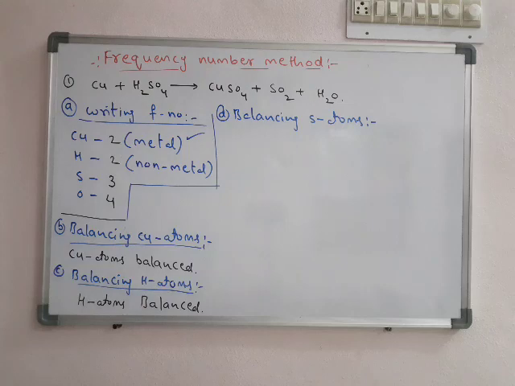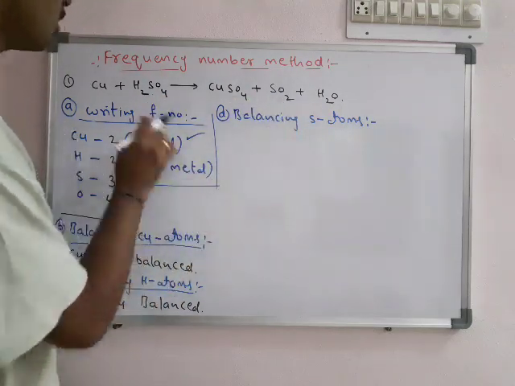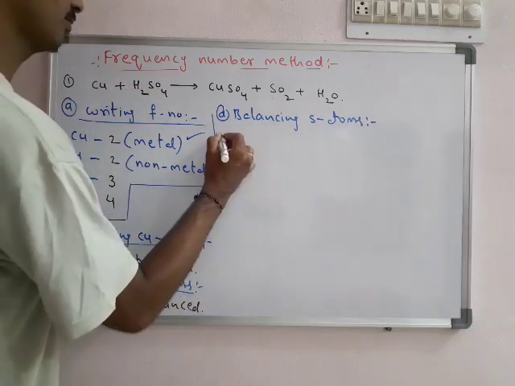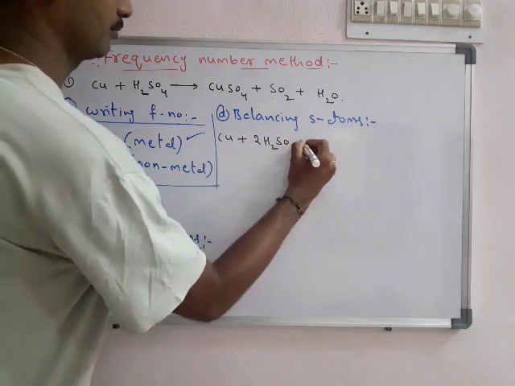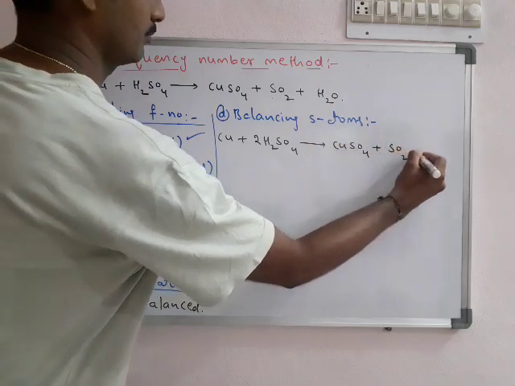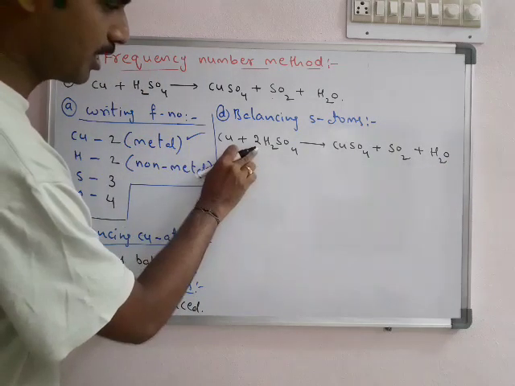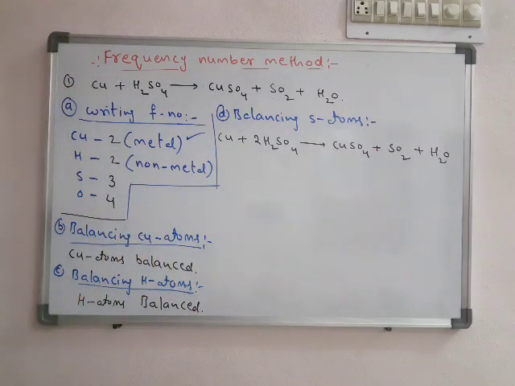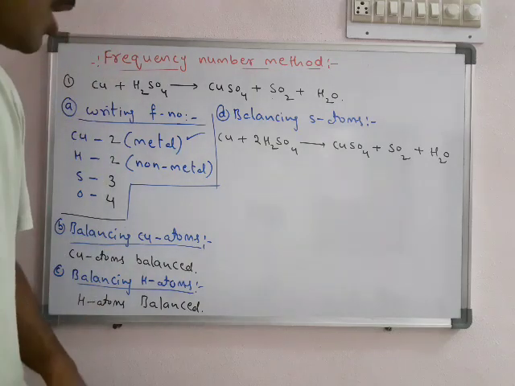So balance the sulfur atoms. How many sulfurs are there? One sulfur, here two sulfurs. Since it appears in more places, here we need to put 2. We have no other choice. Plus H2, for balancing purpose we put the 2 here. 2 sulfurs, 2 sulfurs. But what happens? At last we need to check all atoms whether the equation is balanced or not.